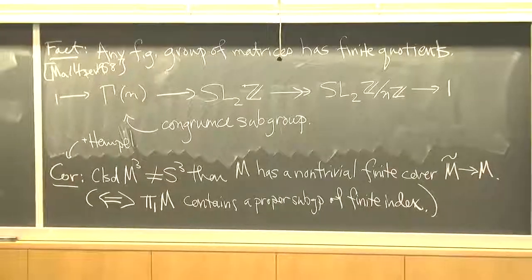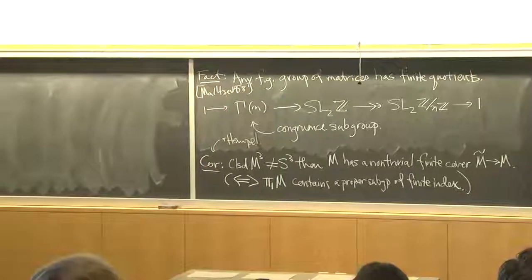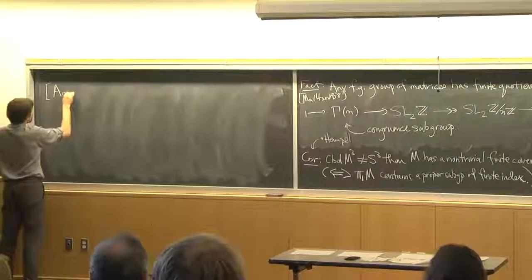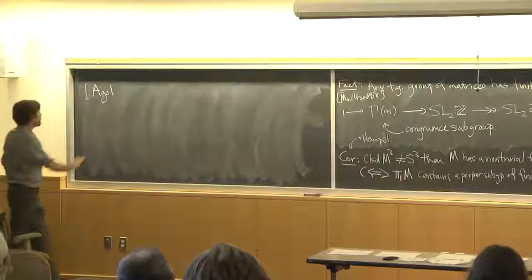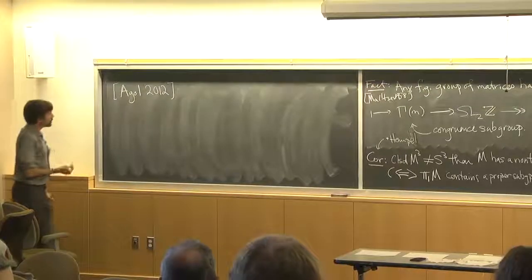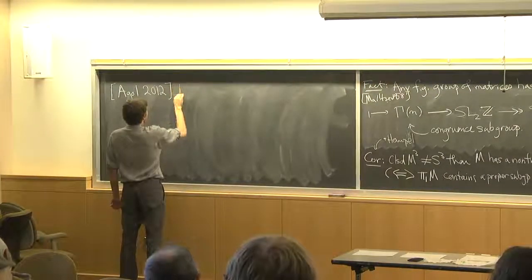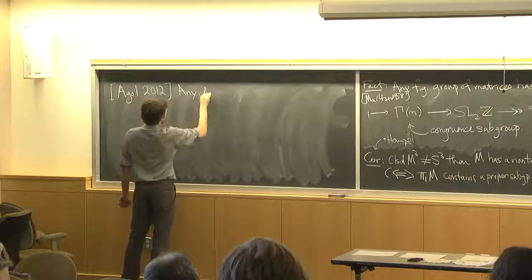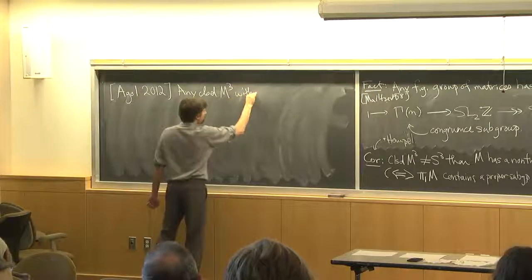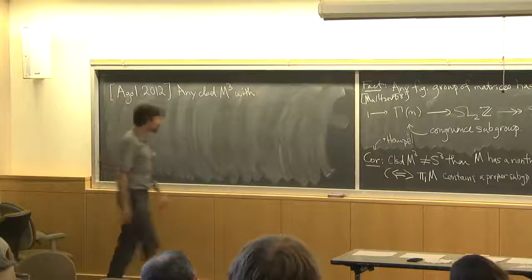So the first result I want to mention, which I'm certainly going to give short shrift to, is the work of Agol, who a few years ago proved what had been called the virtual Haken conjecture, which says that any closed three-manifold with infinite fundamental group has a finite cover which has some non-trivial cohomology.